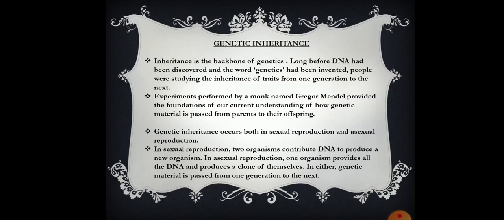And this genetic inheritance occurs both in sexual reproduction and asexual reproduction. In sexual reproduction, two organisms contribute DNA to produce a new organism. In asexual reproduction, one organism provides all the DNA and produces a clone of themselves. So in either way, the genetic material is passed on from one organism to the other. So these are some of the common terms that we will be using frequently.